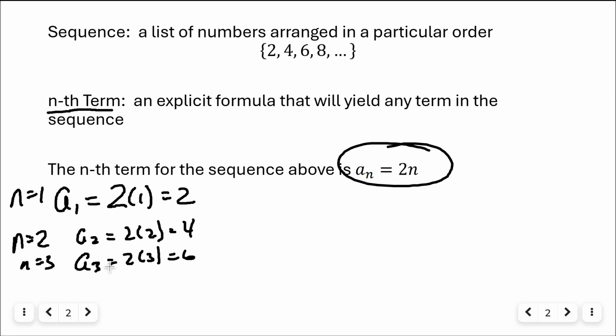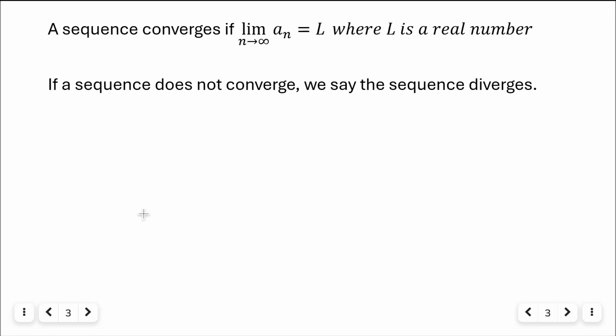All right, so what we're interested in doing with sequences is figuring out if they converge. Okay, so a sequence will converge if the limit of the nth term, a sub n, as n goes to infinity, is equal to L, where L is a real number. And hopefully that makes a little bit of sense. The idea is the following. If you have an nth term, like let's say 2n, and that nth term can tell you any number in the list, the sequence will converge.